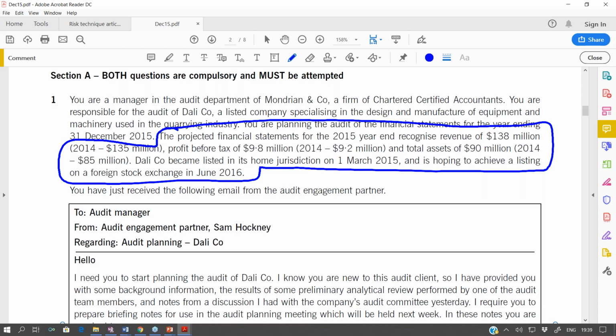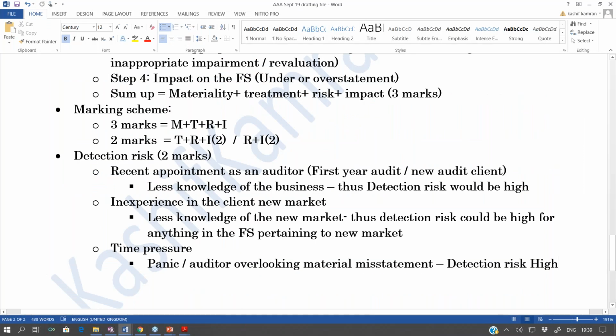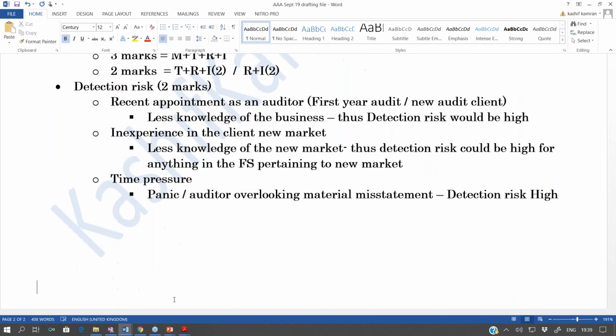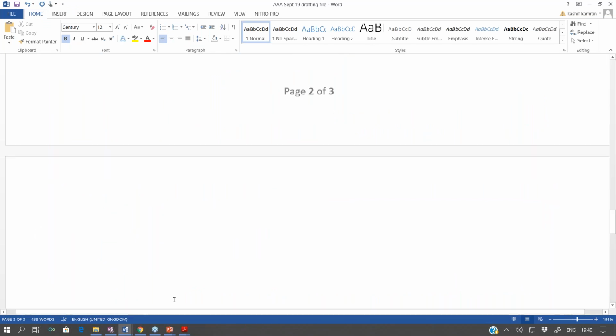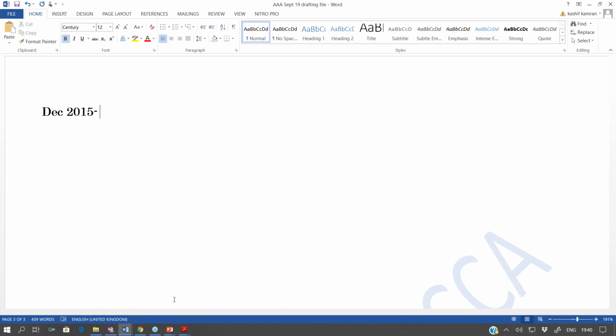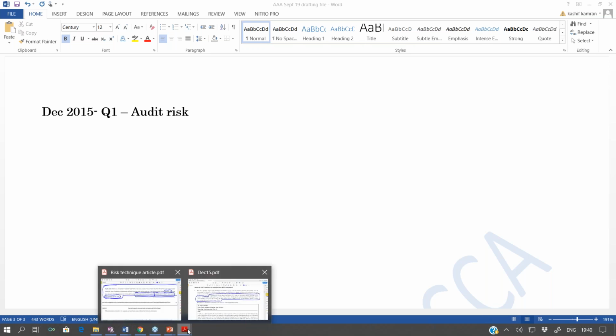Now, let's go back to the Word file, start attempting this question in a quick order. How can we gain quick marks in time management in the exam paper? Okay, December 15, question number 1. And question number one is on audit risk. We're attempting this, right? And we know that question number one is to be done in a briefing note format, right? Is that true for every question number one? And the answer is yes.